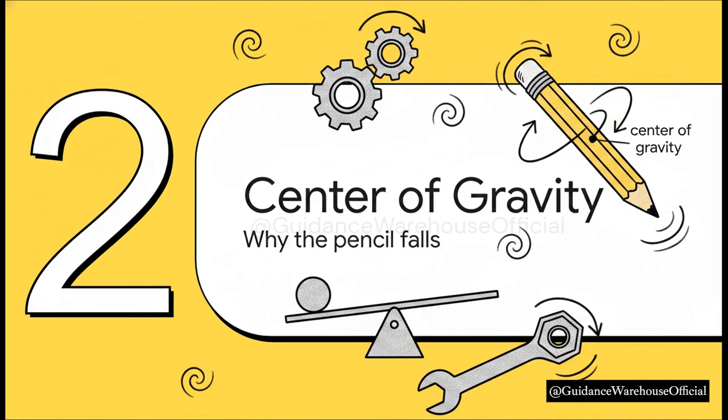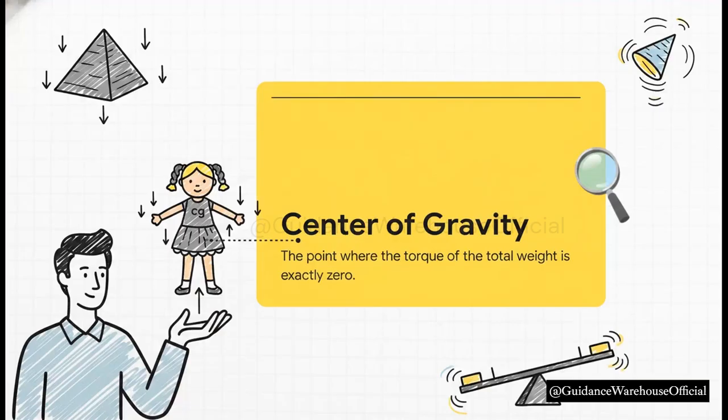Section 2. The center of gravity. Why the pencil falls. To see how all this builds into something a bit more complex, we need to look at how the specific center interacts with rotational forces. The absolutely crucial point here is understanding the center of gravity, which we usually just abbreviate as CG. This is basically the magical point on any object where the torque of its total weight is exactly 0.